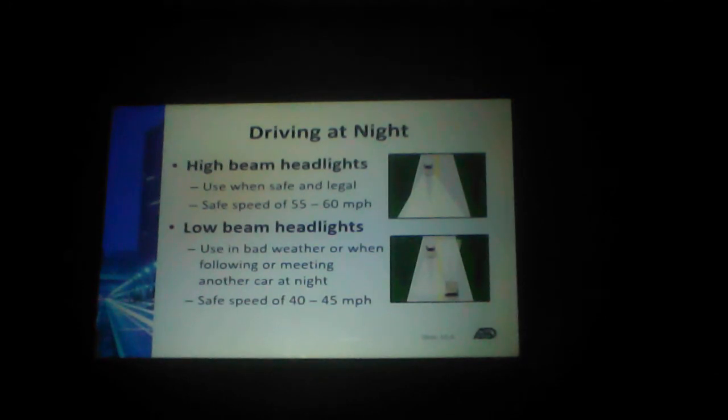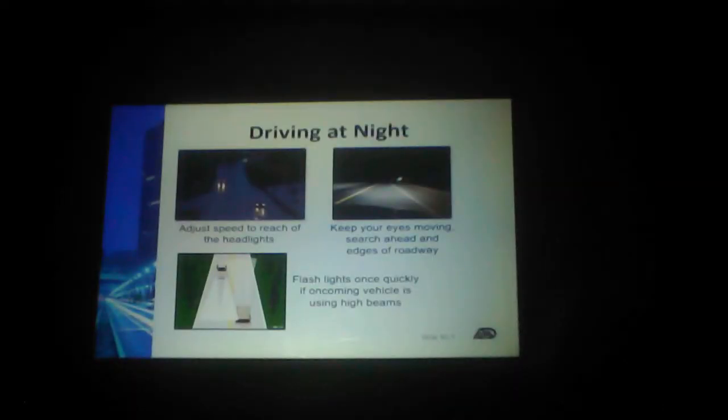Low beams, that's what most people usually have on. Use that in bad weather, following someone or meeting an oncoming car at night. Safe speed, there again, not to outrun your headlights, about 40, 45, 50 roughly. That way you can see as you're driving. Adjust speed when you reach headlights.